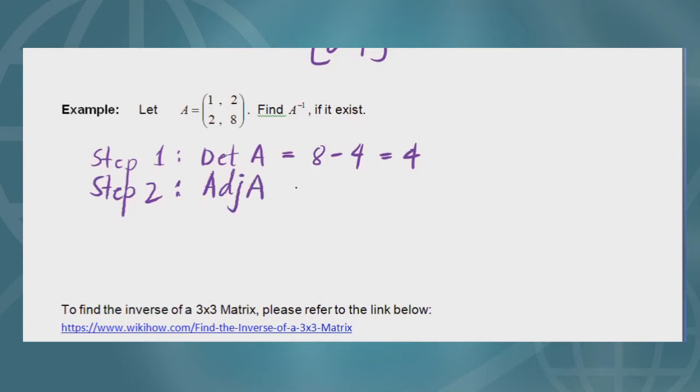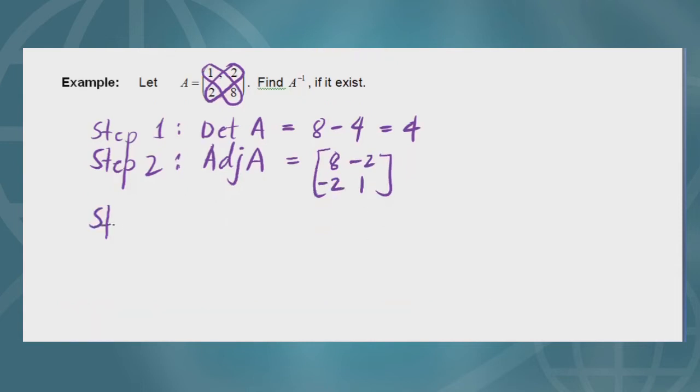Okay? Then, step 2. Get the adjoint of matrix A. What you need to do, the original main diagonal, interchange them. Swap their positions. So instead of 1, 8, it will become 8, 1. And then the other diagonal, the 2, 2, change the sign. If they are positive, change to negative. If they are negative, change to positive. Here they happen to be positive, so you make both negative.